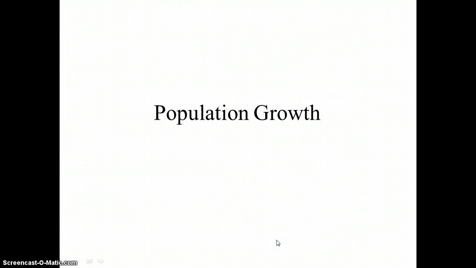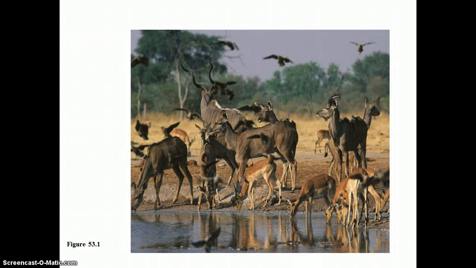Okay, so how do populations grow? Again, it's going to be those 4 things: birth, immigration, emigration, and death. But what determines those is basically its community and its ecosystem. So what limits a population's growth is where it lives and who it lives with.